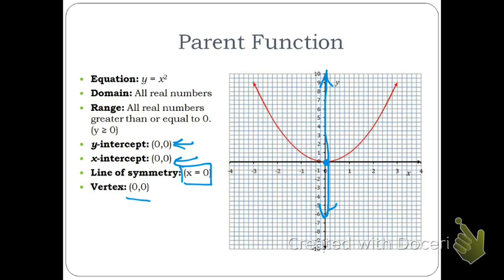Here's that equation. The domain is all real numbers. Remember that the domain is all your x values. So we can go back and forth along the x-axis, and we will always land somewhere on the graph. There's no missed spots.